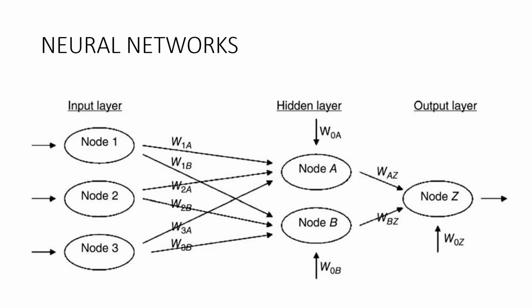So here's what a true neural network would look like. You would have maybe 3 inputs, 1, 2, 3, from nodes 1, 2, 3. Each of those nodes is connected to each of the nodes in the hidden layer.